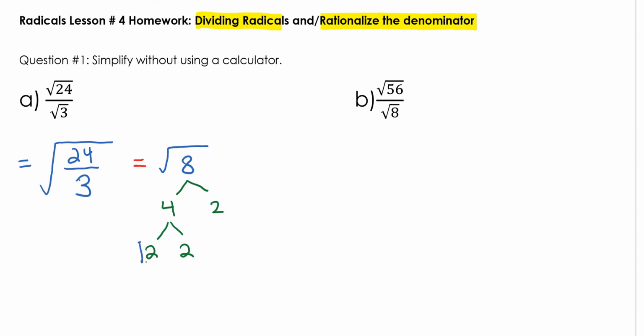And the 4 can break down to two twos. And then let me just box the prime numbers here. Get rid of that 4. And there's my pair there. So root 8 is the same thing as 2 root 2. So my final answer of root 24 divided by root 3 is going to be 2 root 2.